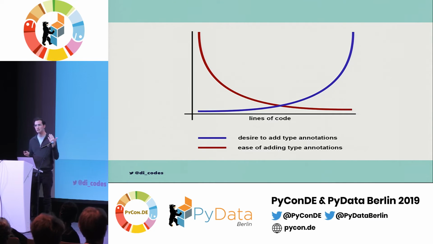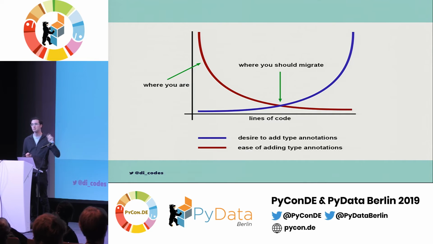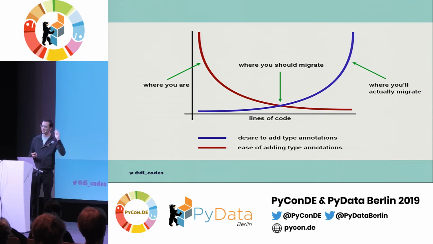So basically, the idea is that as your code base increases, your desire to add type annotations is going to increase, but the ease of adding it is going to go down. And so you're probably here right now. This is the place where you're going to want to do it, and that's probably where you actually will do it. But keep this in mind when you're getting to millions of lines of code.